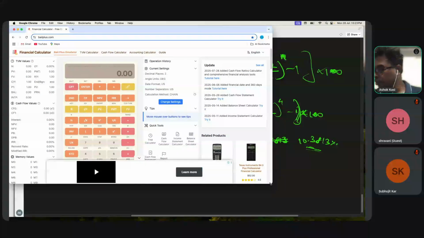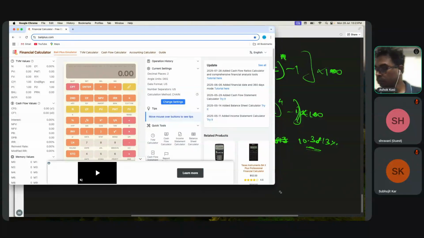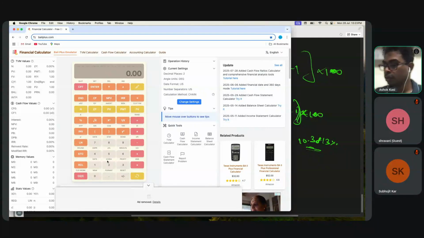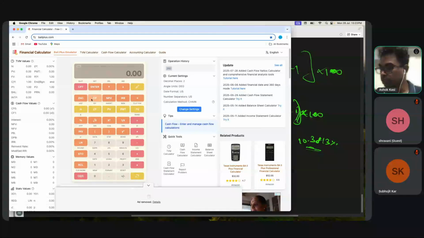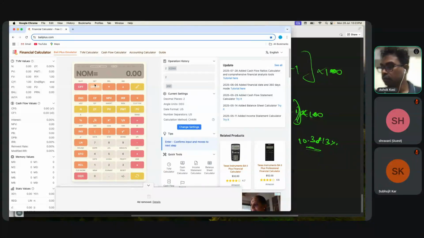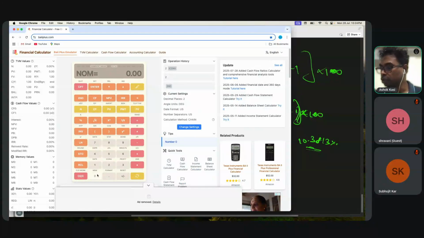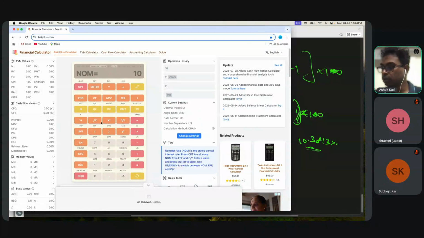So here, the shortcut one is, you see this icon V. This one you want to activate. So I'll click on second, and then I click on this 2. So the icon got activated. Now nominal is what? First we'll do the first one, 10 percentage. Type 10. Don't put percentage because the system knows that it is percentage. Enter.